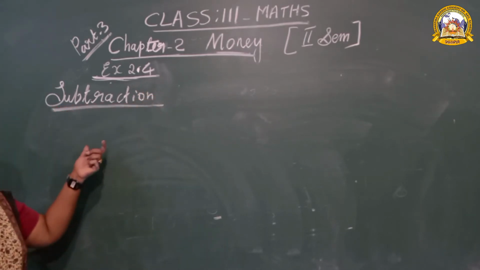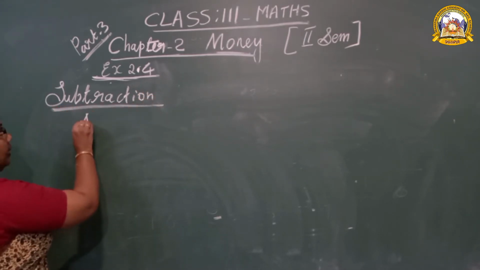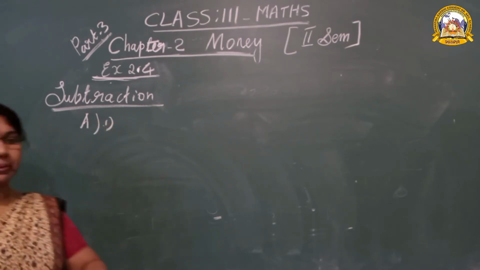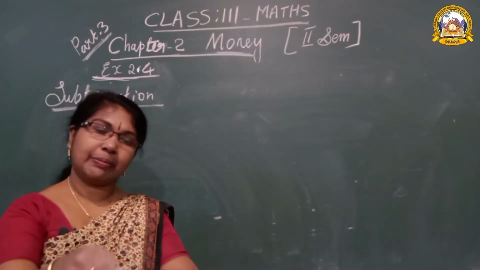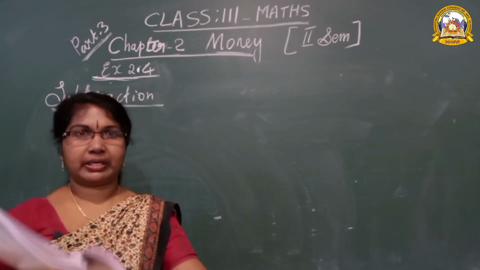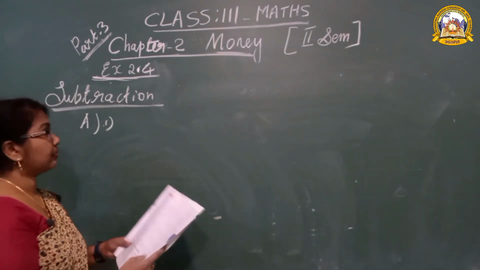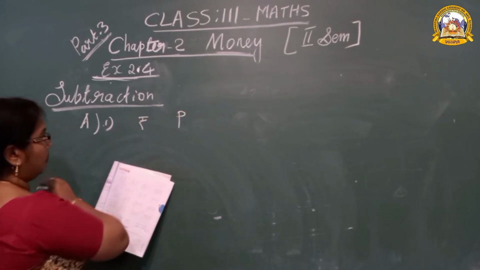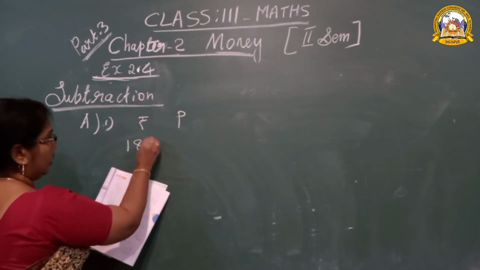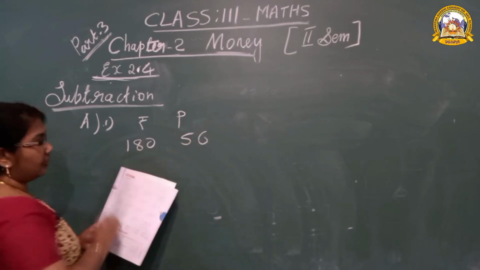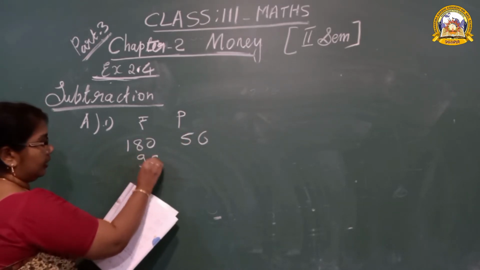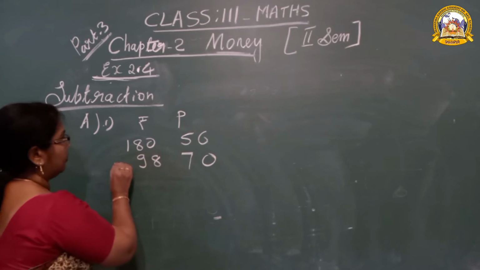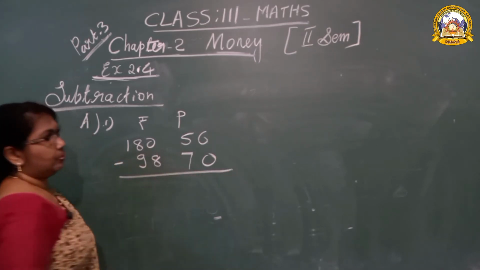Look, exercise 2.4, the first question. First one, rupees and paisa are given. Same like our addition, we have to subtract it. Look, the first question, rupees 180.56 and 98.70. Here what do you have to do? You have to put the minus sign.